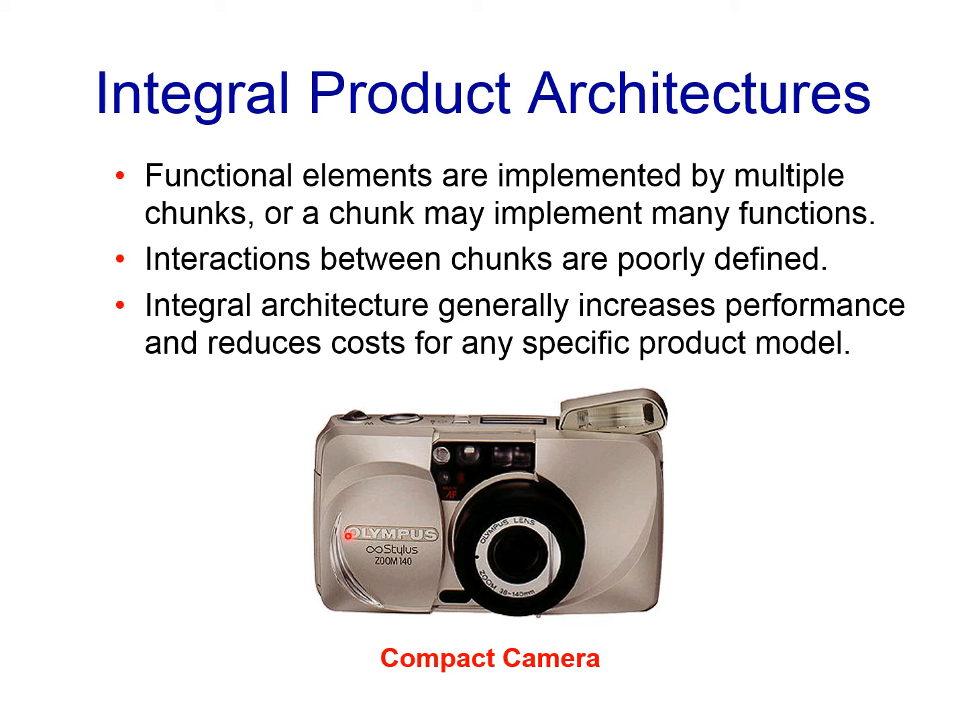This is an example of an integral product. It is an Olympus compact camera. I can imagine that to change this from the zoom model to the cheaper non-zoom model probably requires changes in many different components in order to achieve that high performance, that compactness. Compared to the SLR camera, where you may swap lenses easily.